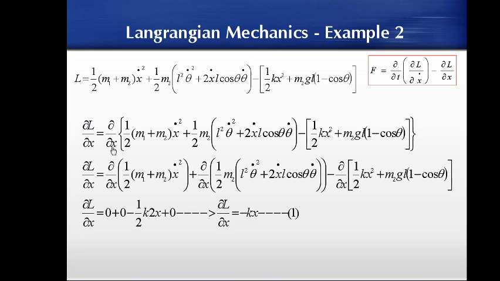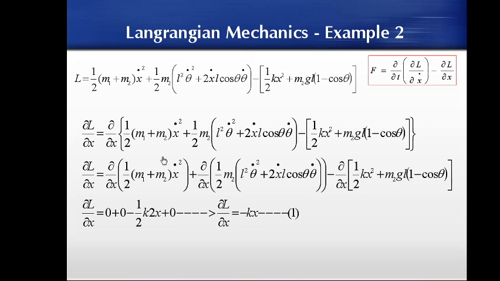Dou L by dou x is equal to dou by dou x of the expression for L, that is half (m1 plus m2) into x dot square plus half m2 into l square theta dot square plus 2 x dot l cos theta theta dot, minus half kx square plus m2 gl into (1 minus cos theta). Okay, now opening the brackets, I will be getting dou by dou x of half (m1 plus m2) x dot square, plus dou by dou x of half m2 l square theta dot square plus 2 x dot l cos theta theta dot, then minus dou by dou x of half kx square plus m2 gl (1 minus cos theta).